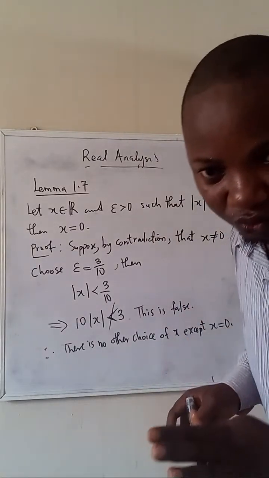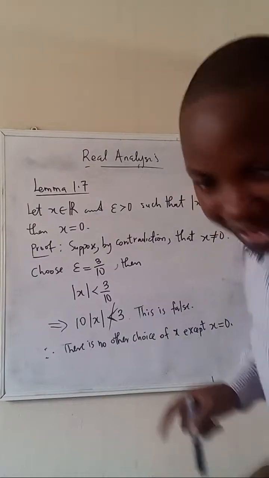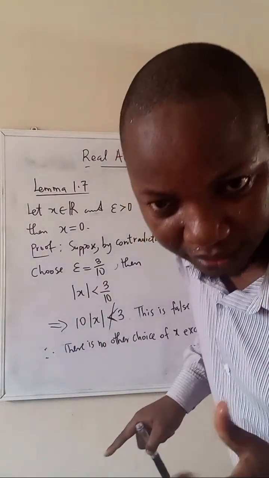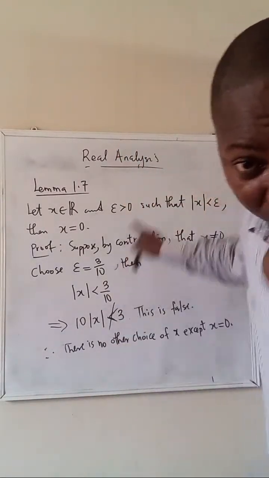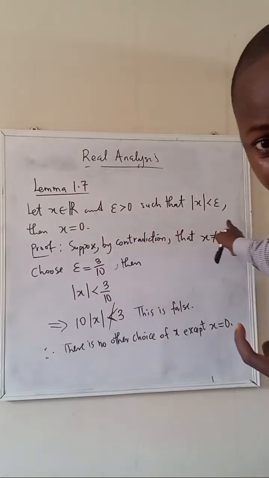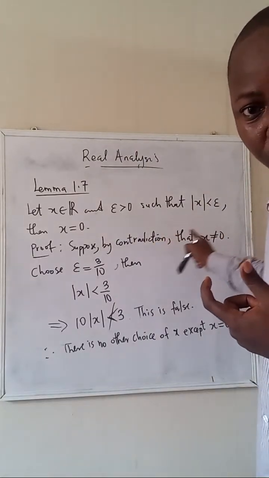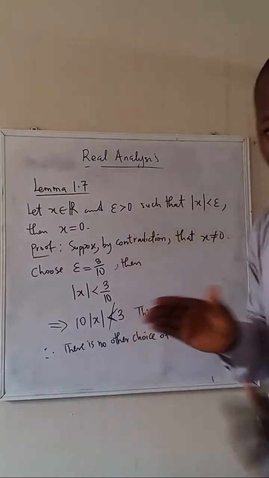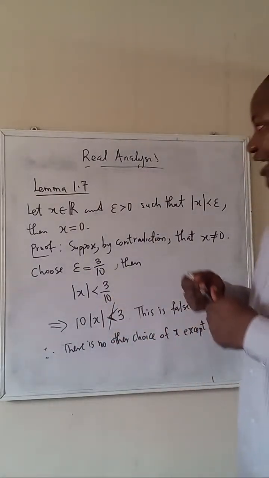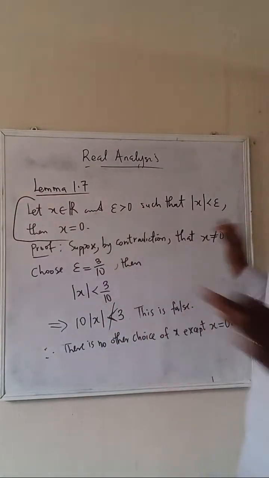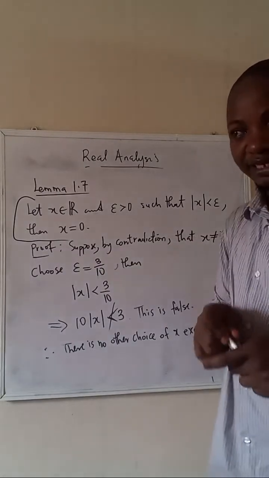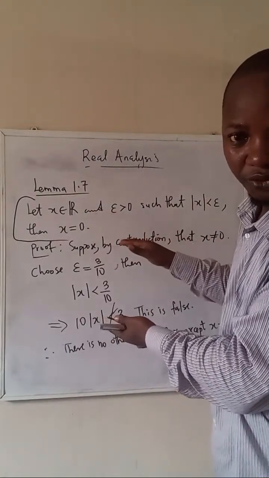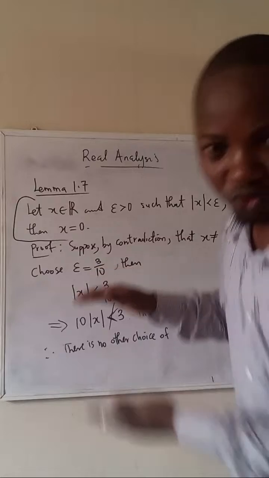So there is no other choice. Must x be equal to 0? Yes, for this condition, it must be 0. So for this condition that we have here, x must be 0. So this is just a proof by contradiction. But here is the law. This is a law in mathematics that has been established. It is true if x is 0.